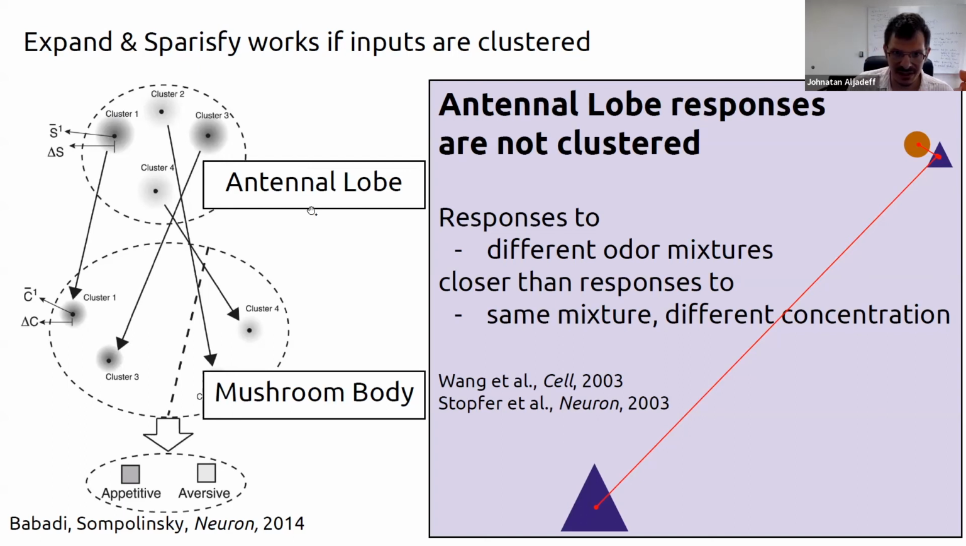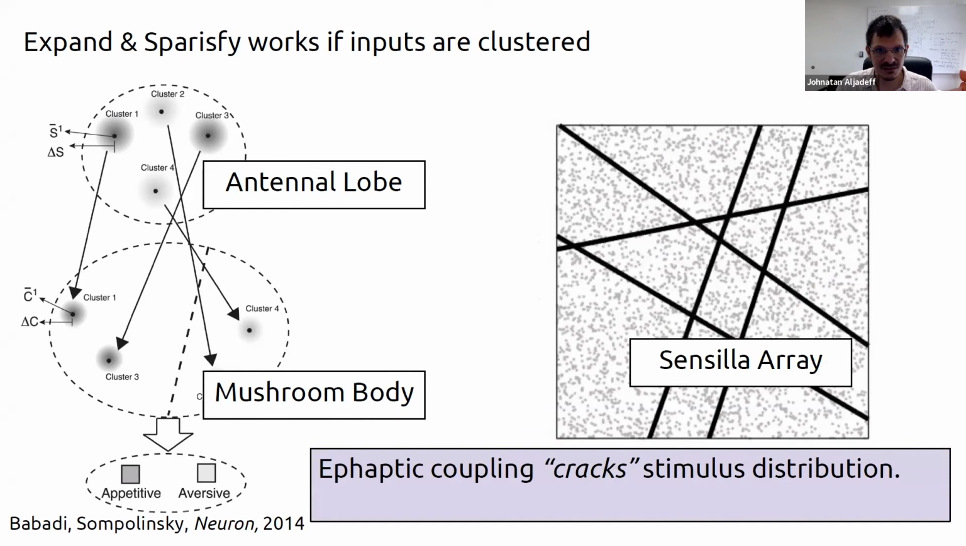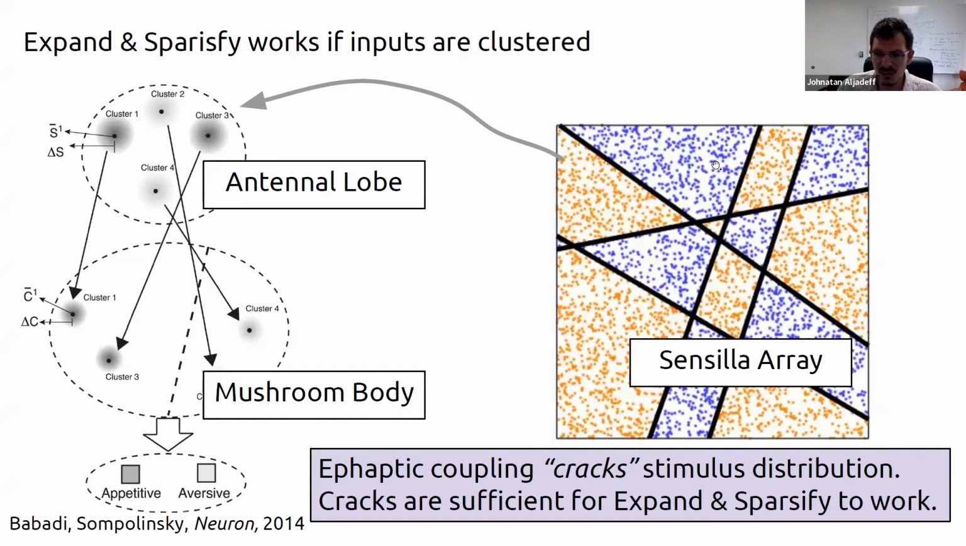So let me present our idea first with a cartoon. Let's say we have a uniform stimulus distribution, which is shown here in 2 dimensions. We can think of the different interactions between ORNs in the periphery as sort of slices through this stimulus space. And so the ephaptic interactions crack this stimulus space, and they push points away from these cracks, such that maybe on one side of the crack we have positive valence or stimulus in one category, and on the other side we have stimuli in another category. And our question was whether these cracks are sufficient for this computational scheme of expand and sparsify to work.